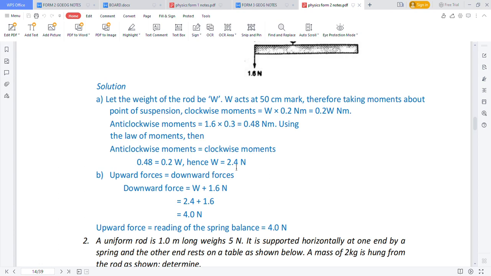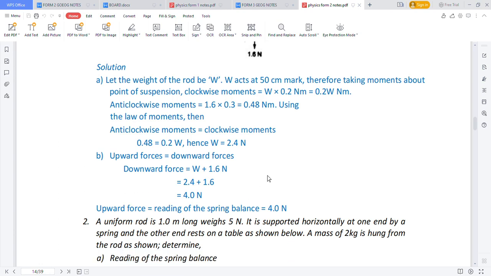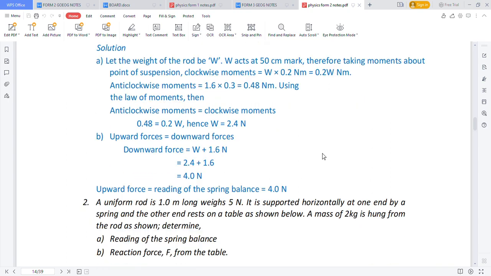Upward forces is equal to downward forces. As upward forces is equal to downward forces, a force acting downwards is equal to a force acting upwards. So what are the downward forces? Downward force is 1.6 Newton plus the weight of that particular meter rule, which is 2.4. So we are going to have 4 Newton. Upward force is equal to downward force. So reading on the spring is going to be 4.0 Newton.